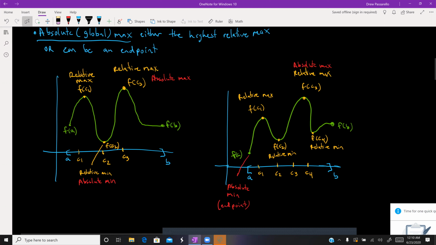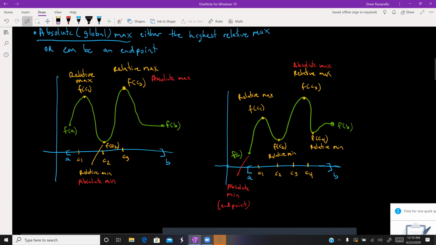Now notice I have two relative maxes. This one, c3, f of c3 is the y coordinate of that. That is the largest relative max of the two. So that's why it's called an absolute max. This one, there's only one relative min, but it happens to also be an absolute min. It's the lowest of the relative mins. Well, we only have one relative min, so it's a relative min and an absolute min.